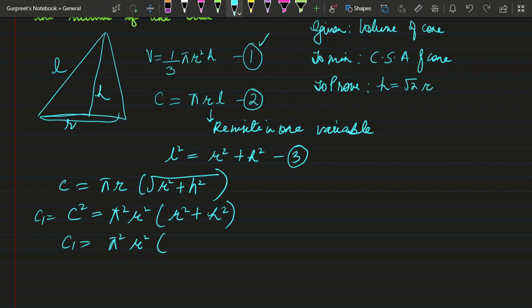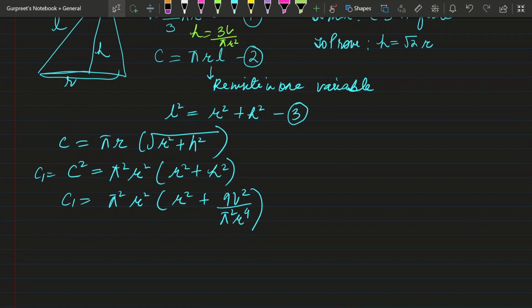What is H over here? I'm rewriting H: H is equal to 3V upon pi R square. So you can use H over here. So H square will be 9V square upon pi square R raised to the power 4. You have to simplify, and then we are going to differentiate that.